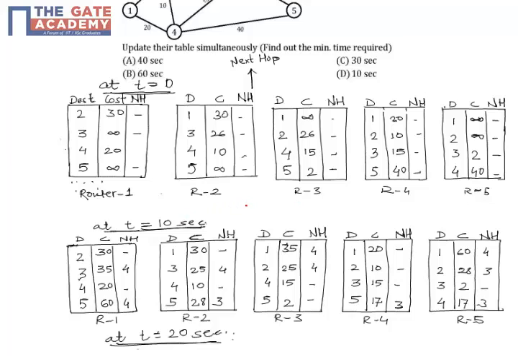Using this information, router 1 updates its vector using the shortest path to reach each destination. For example, the initial cost to reach router 3 was unknown to router 1, but using information from routers 2 and 4, it calculates the cost to reach router 3 as 35 via router 4. Similarly, for router 5, the cost to reach is 60 via router 4. Using the same method, we calculate the updated distance vector table for all other routers.